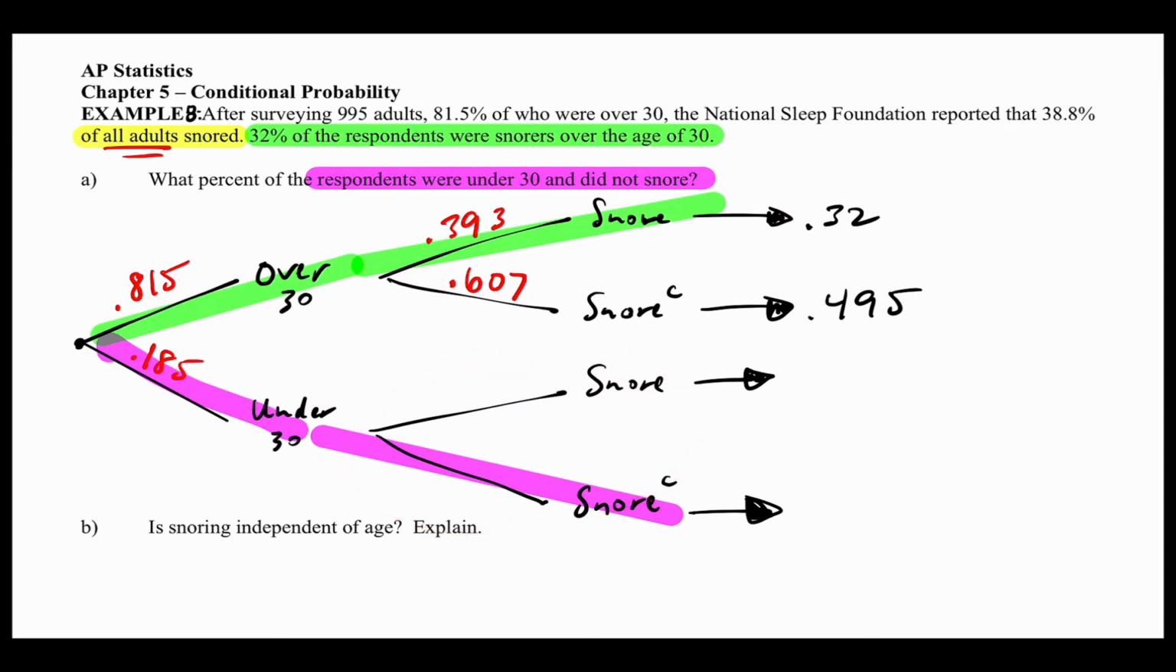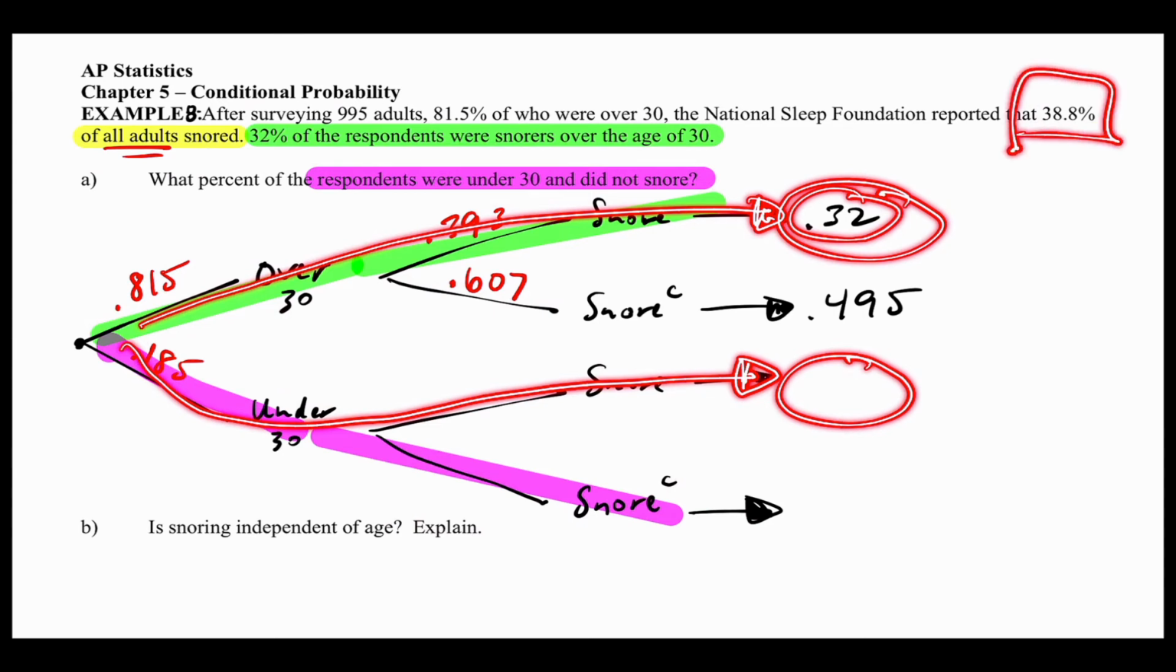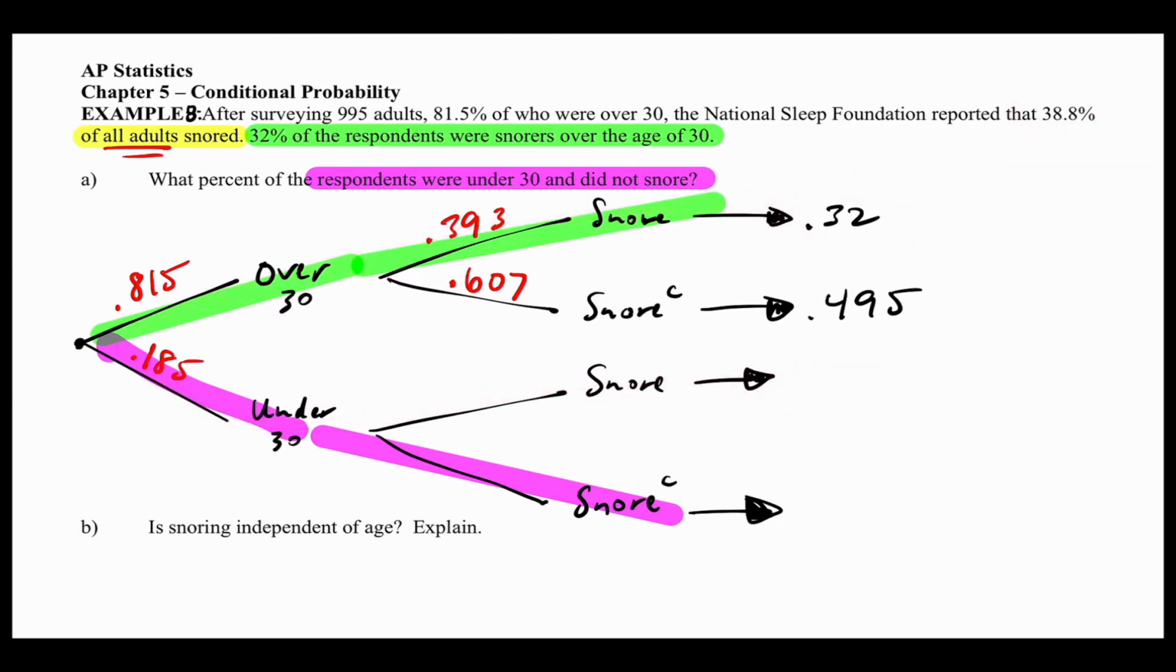But I do have a piece of information I haven't used yet. That one there says people who snored. There are two paths to people who snore: this path here, which I already have, and this path here, which I don't have. So this guy and this guy are going to equal this guy. So I have to do some subtraction. When I subtract, I get 6.6%, which is 0.066.